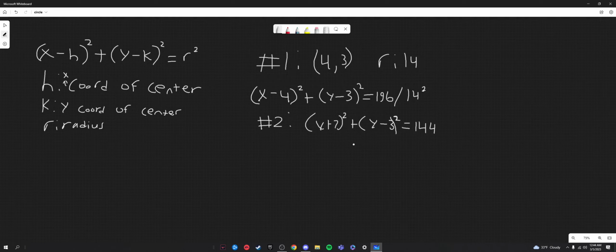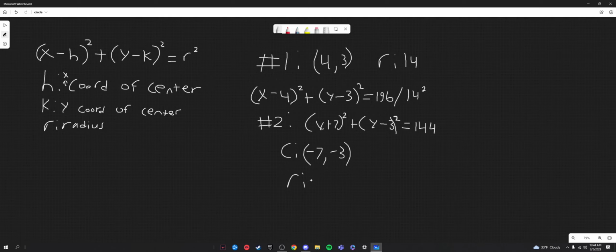As I stated earlier, since the base version of this equation without any numbers plugged in is x minus h and y minus k, when it has x plus 7, that would imply that the 7 is actually a negative because the double negative becomes a positive. So our center, I'll just put C for now, is actually going to be negative 7, not just 7, and then it'll be 3, because the base equation is minus k. So this is just a positive 3. So that's our center, and our radius, of course, is just the square root of 144.